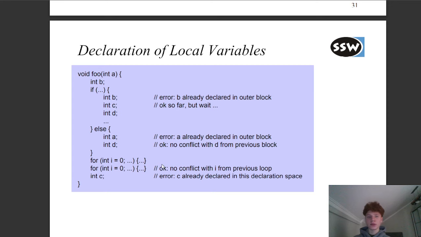Declaration of local variables. Void, no, this is an example. Error: already declared in outer block. Okay so far, but wait. Error: already declared in the outer block. Okay, there is no conflict with d from the previous block. Okay, no conflict with i from the previous loop. Error: c is already declared in the declaration space.